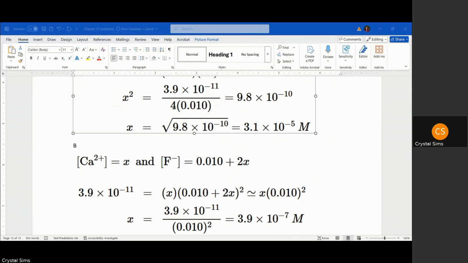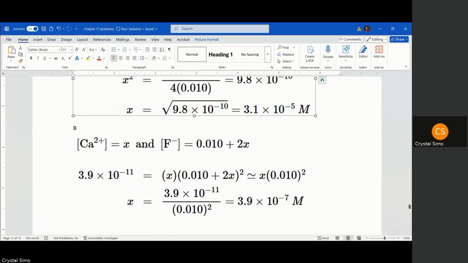So we run through the math here, and we end up with X being 3.9 times 10 to the negative 7. So in this example, 3.9 times 10 to the negative 7 moles of solid calcium fluoride should dissolve in our sodium fluoride solution. So even less with this one. So this proves that the common ion is going to decrease the solubility of these solutions. That's what we just showed here.